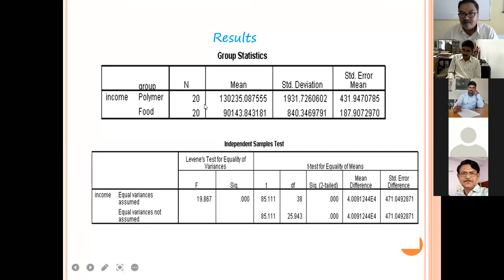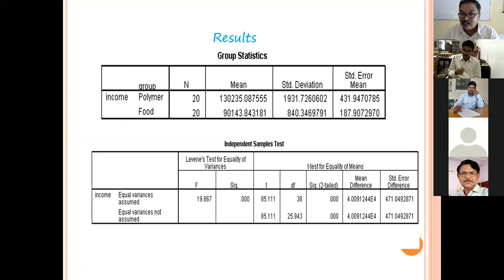The mean of the 20 food companies is 90,000, and the mean of the 20 polymer companies is 1,30,000. But not all the food companies have an income of exactly 90,000. They have more than 90 or less than 90. And not all the polymer companies have 1,30,000. Some may have more than 1,30,000, some may have less than 1,30,000.